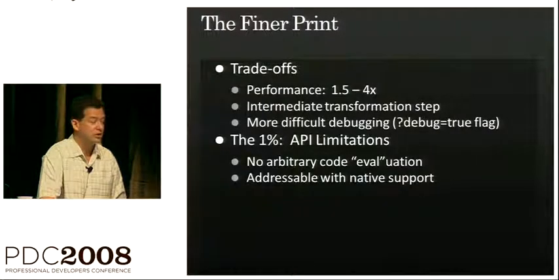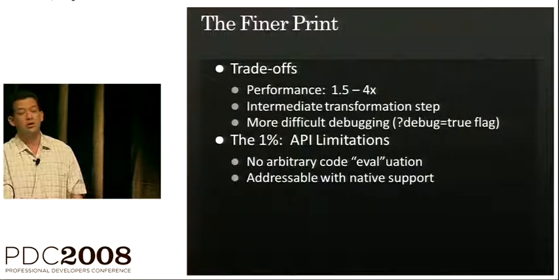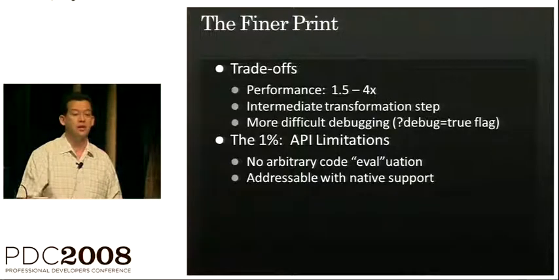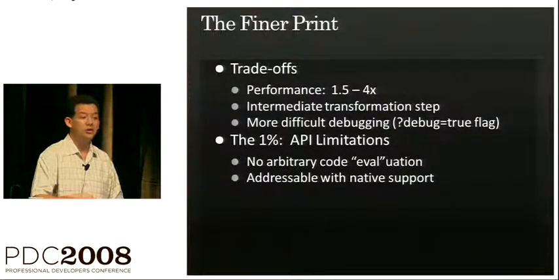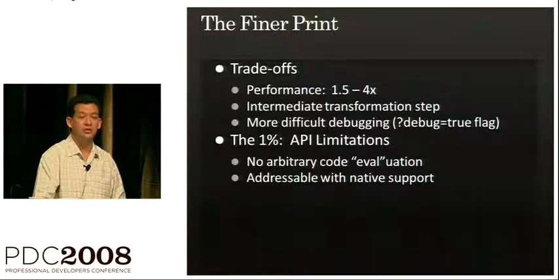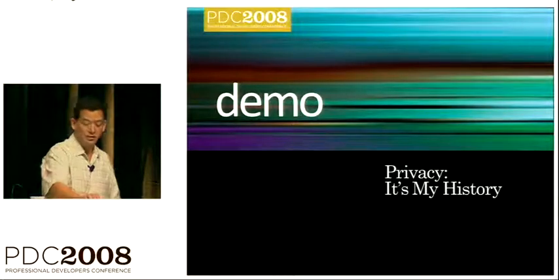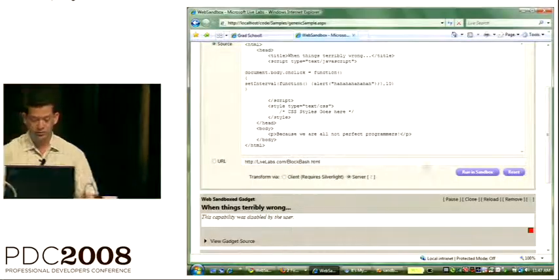The 1% limitation: we have no arbitrary code evaluation. That's why I said you can't throw a string at us and have us evaluate it. However, eventually, once we understand the security models and the standards get defined, these problems can be addressed with native browser support. Moving on, watching time, we're doing good.